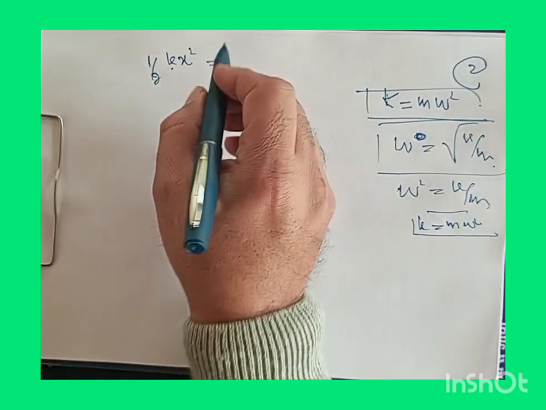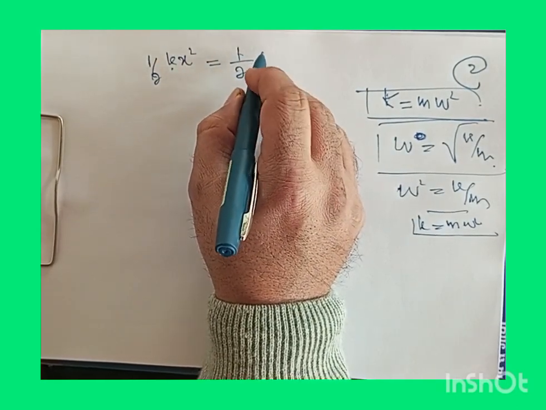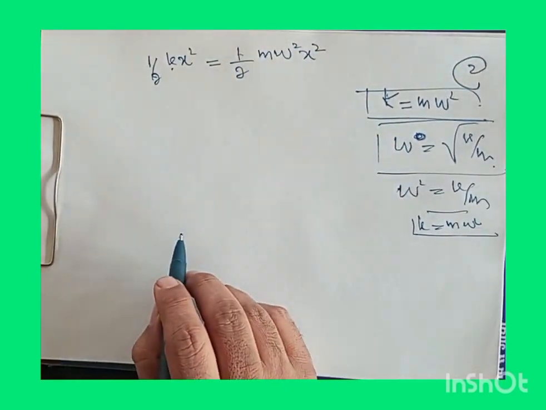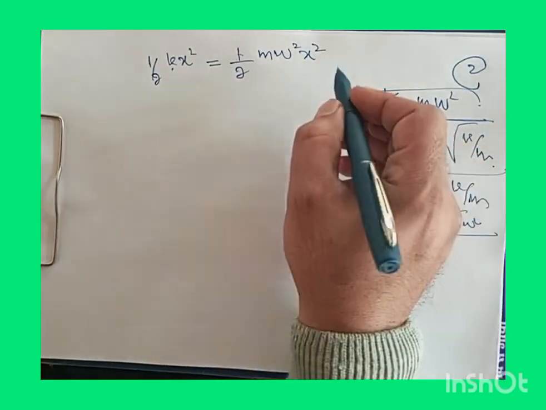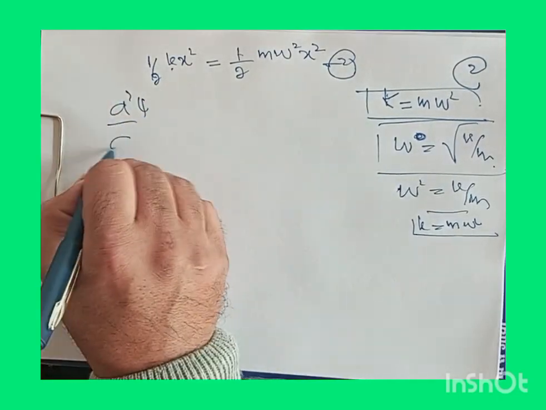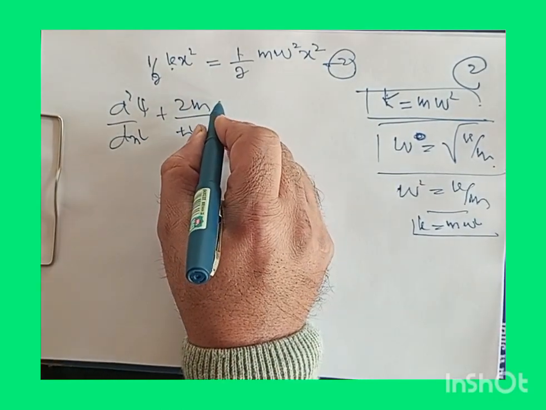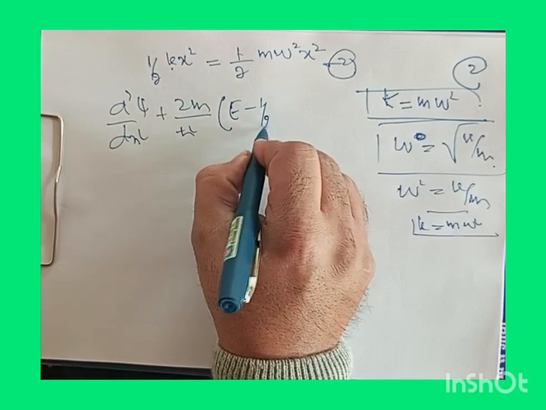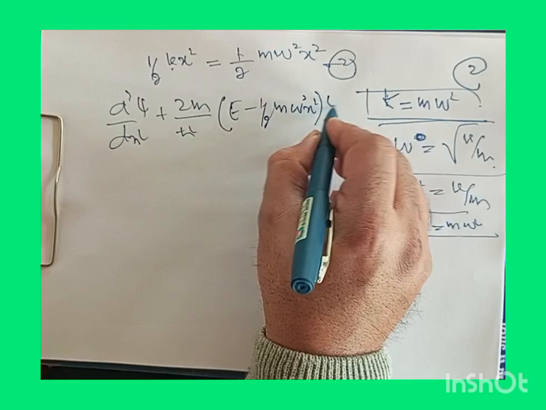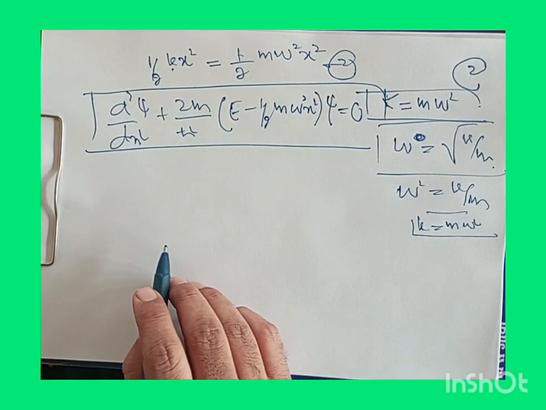So if that's the case, I can use for k here m omega square, so I will get 1 by 2 m omega square x square. So I can use this in the original equation, which I wrote down. That's d2 psi by dx2 plus 2m by h cross square times (E minus 1 by 2 m omega square x square) psi equal to 0. There should be no problem with this.